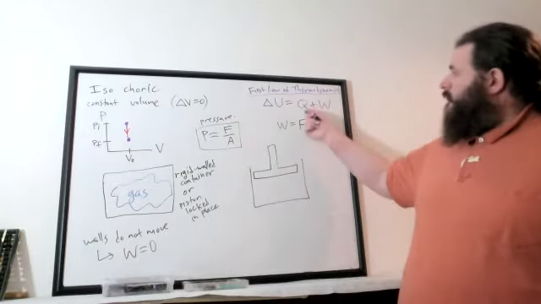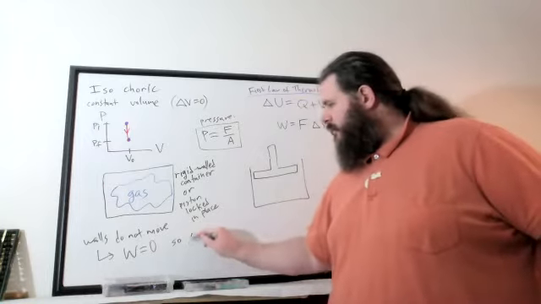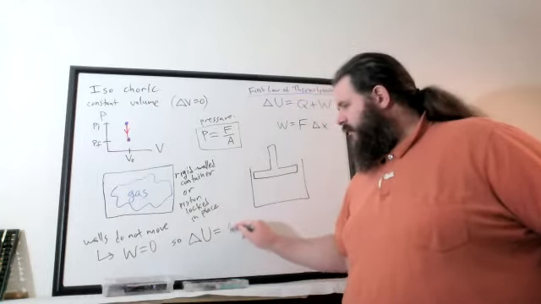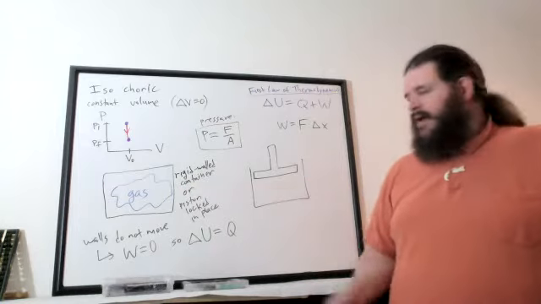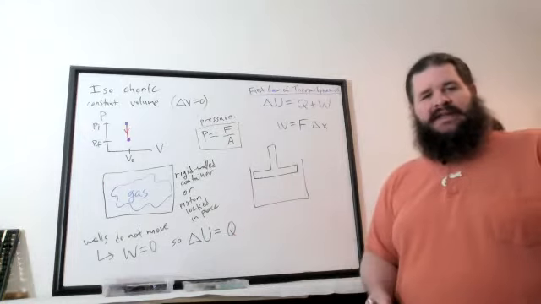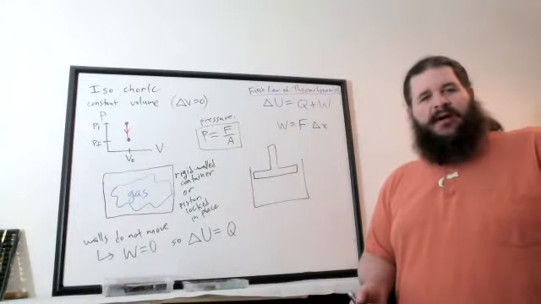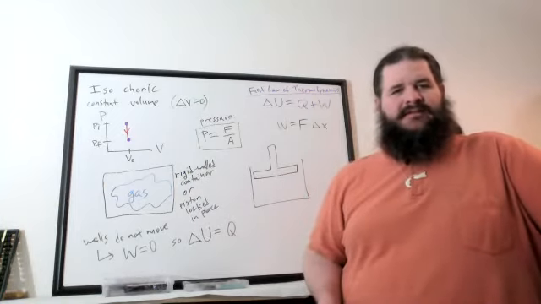So going back to our first law of thermodynamics, we can replace W with 0. So delta U is just Q. In other words, if you're in an isochoric system and you want to change the energy of the gas, the only way you can do that is by adding or removing heat. Is that possible? If you've got this gas in a rigid wall container, how would you add or remove heat?